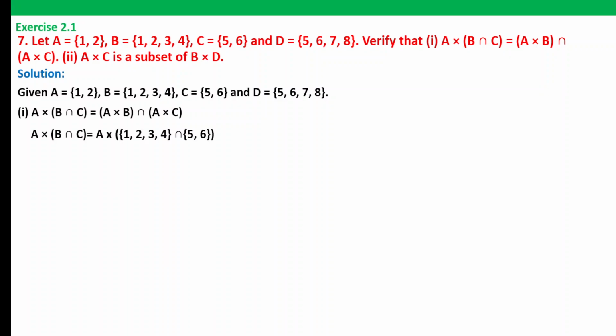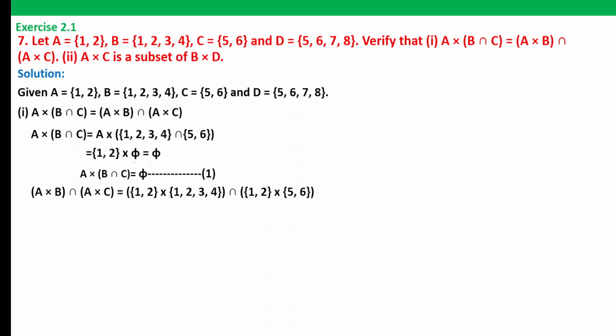Now let us see the first one. A into (B intersection C) can be written as A into (B, whose value is 1, 2, 3, 4, intersection 5, 6). There is no common element between B and C. Therefore, we are going to get an empty set. Therefore, A, which is 1, 2, multiplied with an empty set, the resultant is an empty set. Here we need to note that multiplying any set with an empty set is always an empty set. Therefore, A into (B intersection C) is an empty set. Let us make this equation 1.